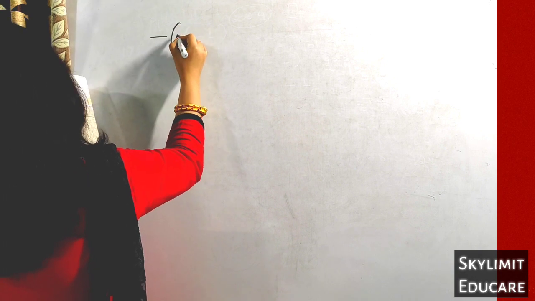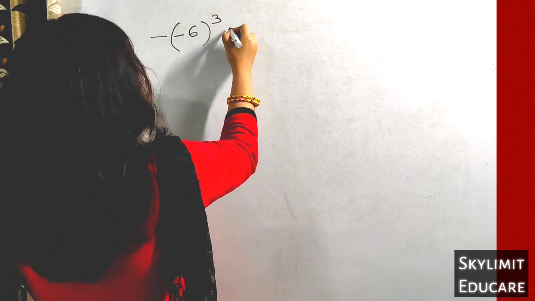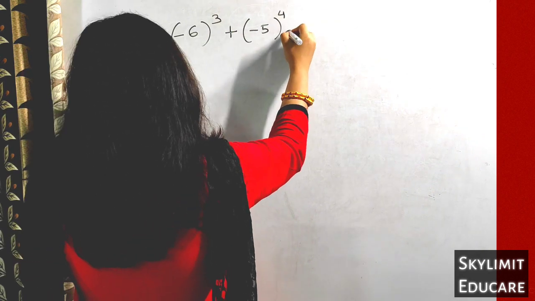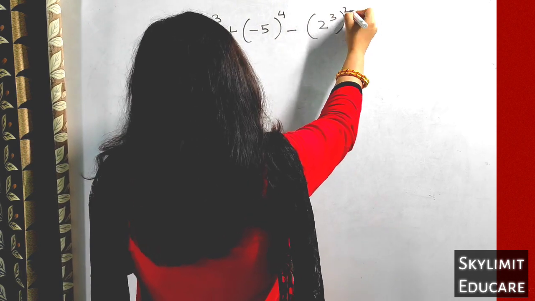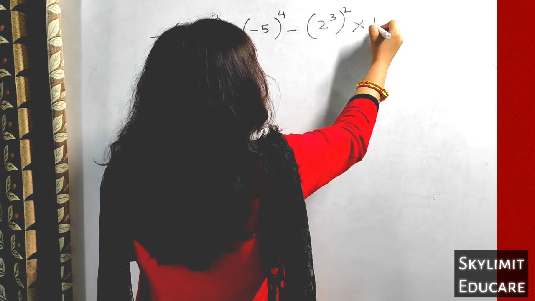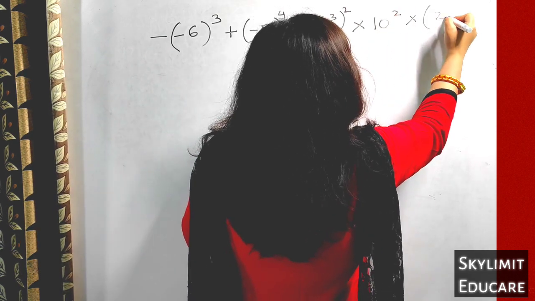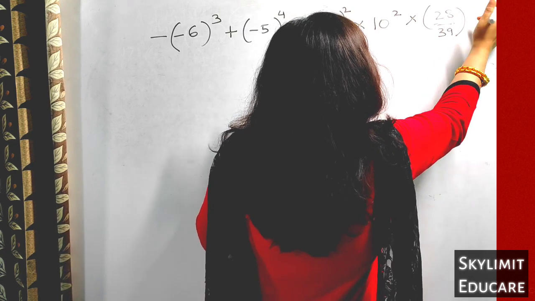minus 6 to the power of 3, then it is minus 6 cube, plus minus 5 to the power of 4, minus 2 to the power of 3, 4 to the power of 2, 10 to the power of 2, 28 by 39 whole to the power of 0.